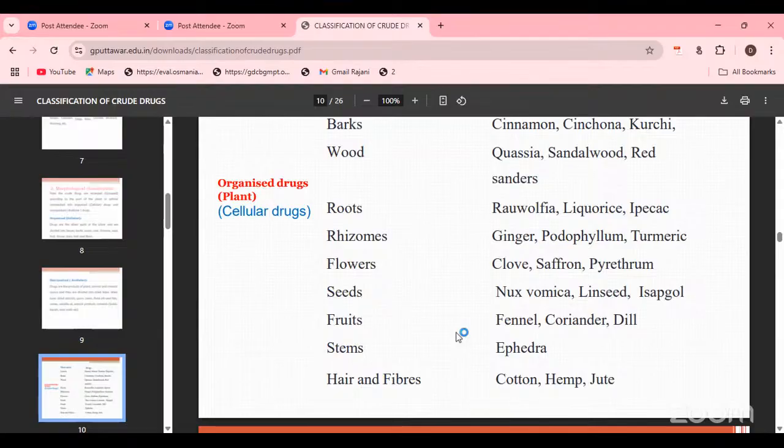Flowers: clove, saffron, pyrethrum flower. Seeds: nux vomica, linseed, isabgol are the seeds. Fruits are fennel fruit, coriander fruit, dill fruit.